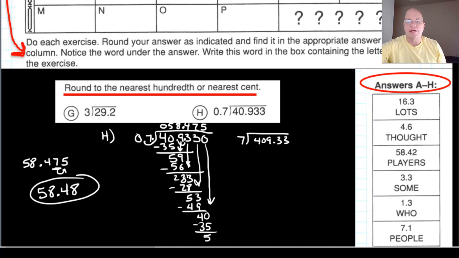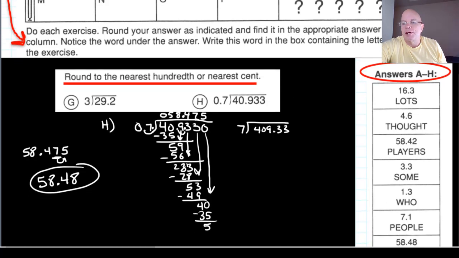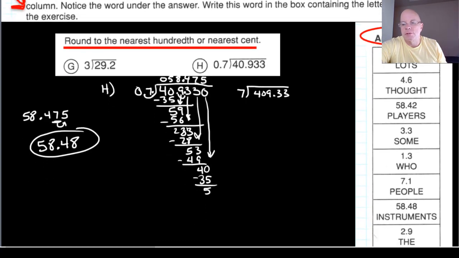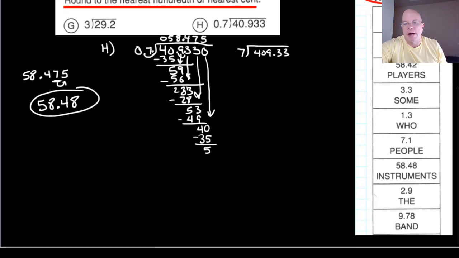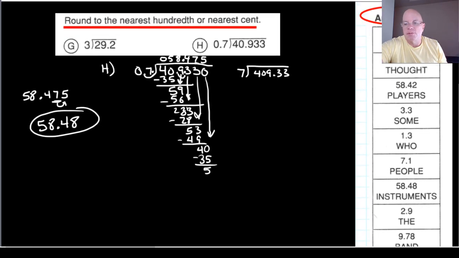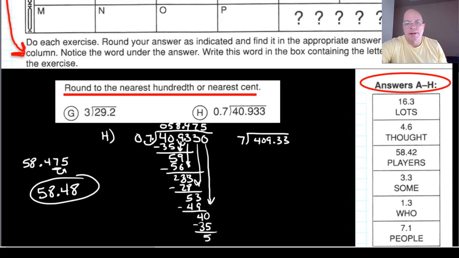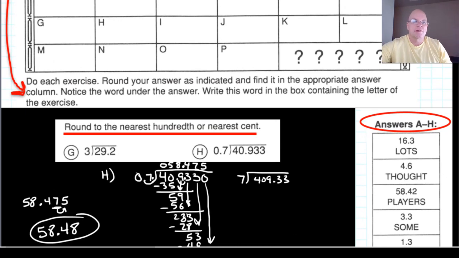And the answers for A through H are on the left side of your homework, your learning opportunity. And so if you scroll down, even if you choose not to do the puzzle portion, you should at least look and see if your answer is in this answer bank, because if it isn't, then there's an opportunity to go back and check your work. But if you do choose to do the puzzle, H would have the word instruments. So in the H box, you would write the word instruments.